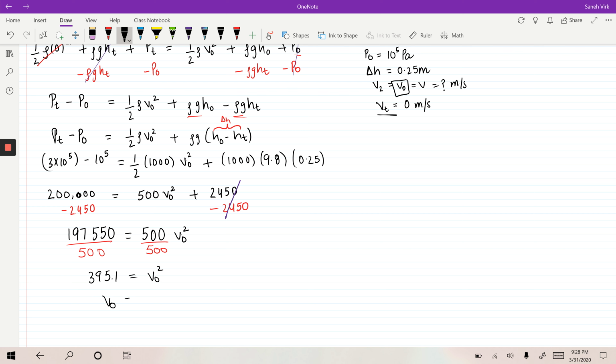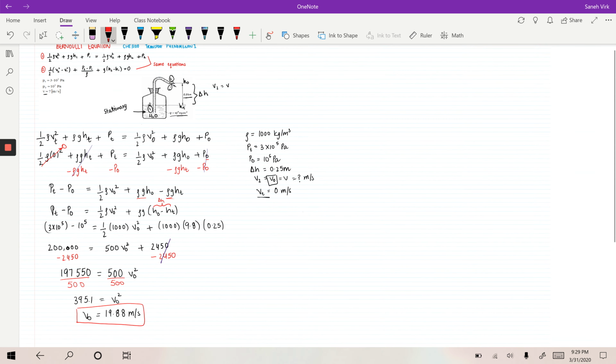Then you take the square root, and the answer is 390. I'm sorry. And the answer is 19.88 meters per second. So that will be the final answer.